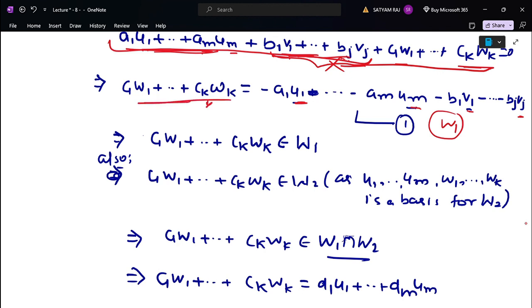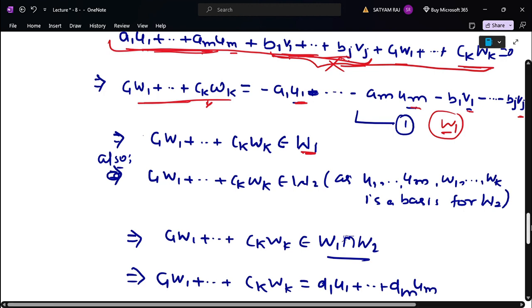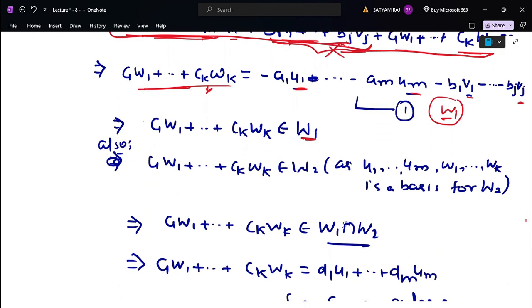It means whatever vector we get will be in W1, because it is equal to a linear combination of the basis of W1. Okay, it should be clear. So it is in W1. Also c1 w1 dot dot ck wk belongs to W2. Why? Because U1, U2, UM and W1 to WK is a basis for W2. Since it is a basis, a linear combination of these vectors will also be in W2. It means it is in W2.